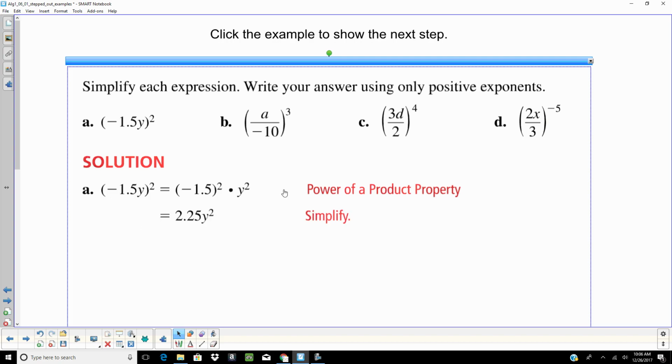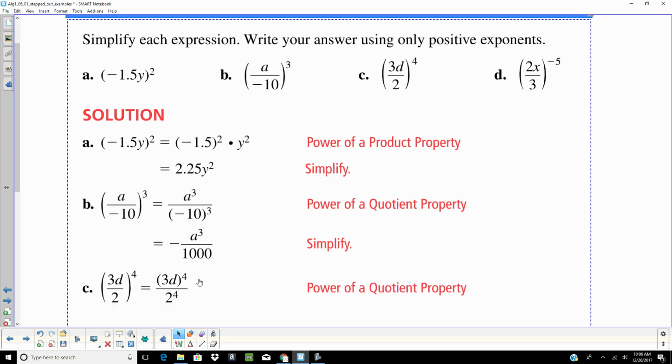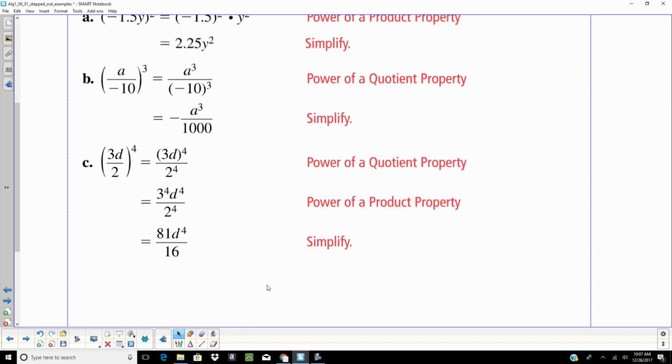For example B, that exponent of 3 is going to be applied to the a and to the -10. Simplify, and you get -a³ over 1,000. For C, that 4 on the outside is going to be applied to the 3, the d, and the 2. Use your calculator, simplify it, and you get 81 d to the 4th.